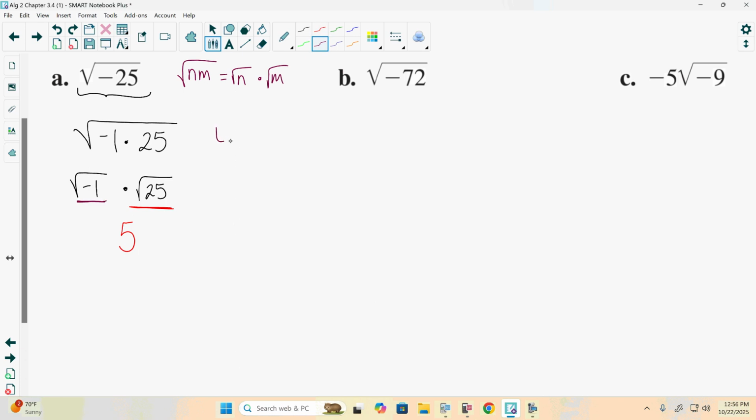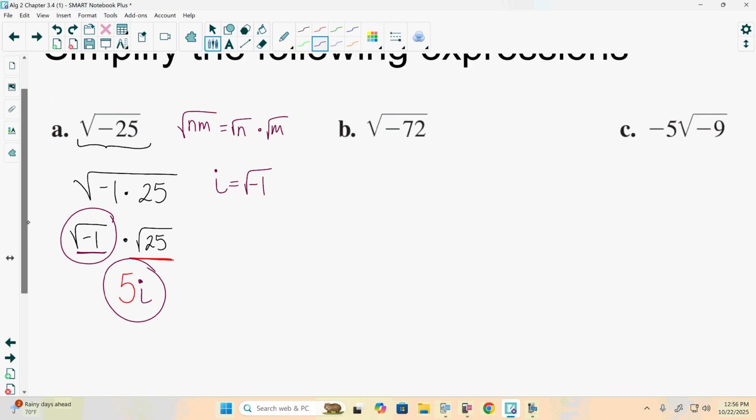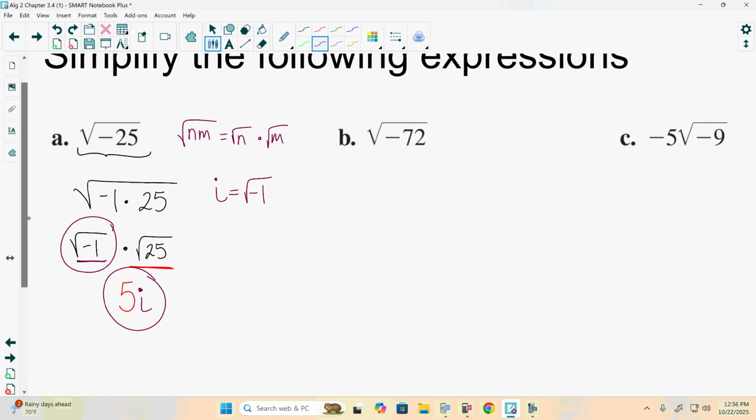Now, the square root of negative 1 is i. This imaginary number i is by definition the square root of negative 1. So this square root of negative 1 here is just i. So we're able to find out what the square root of negative 25 is. It is 5i. 5i is an imaginary number because there is no real number that multiplied by itself gives us negative 25. But by using these imaginary numbers, these i terms, we can find what the square root of negative 25 is, and it is 5i.